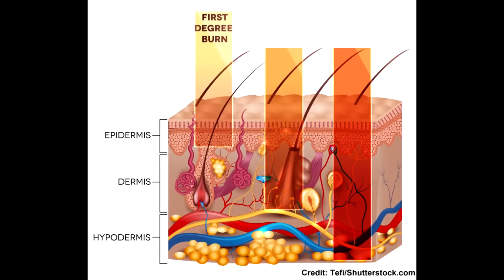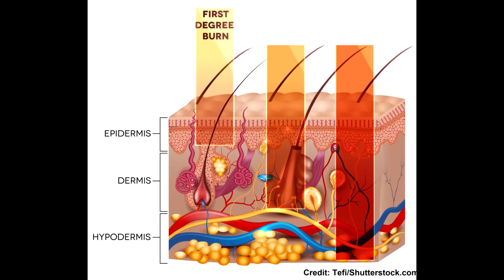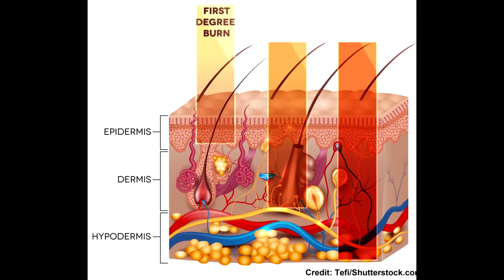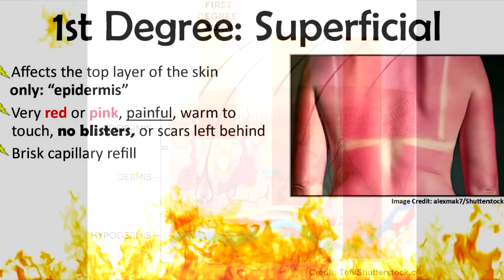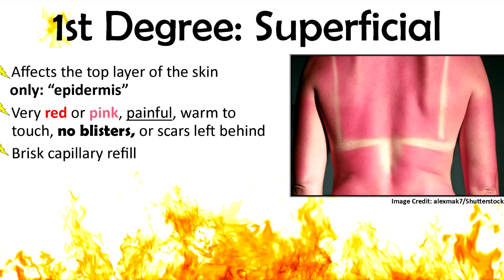So first, let's talk about first degree burns. And as you can see in this picture, first degree burns are going to be limited to the epidermis, so that top layer of skin. Whenever you assess the patient, what you're going to see is it's going to be very red or pink. The patient is going to say it is painful. And why is it painful? Well, it's affecting just that top layer. So that patient still has all those nerve endings there so they can feel sensation. So they're going to complain of pain compared to if you have a more severe burn. It will be warm to the touch. There's not going to be blisters or scars left behind because we're just dealing with that top layer. And if you touch on it, like for blanching purposes, you will see a brisk capillary refill.